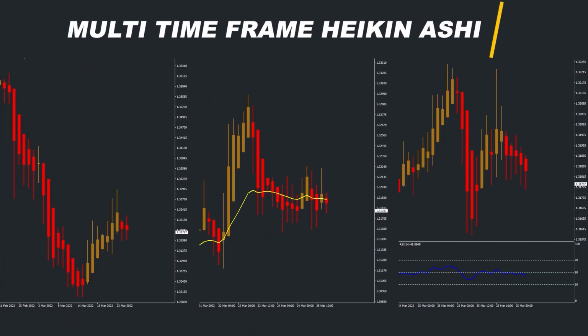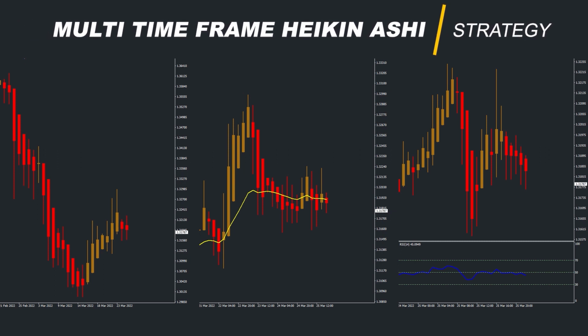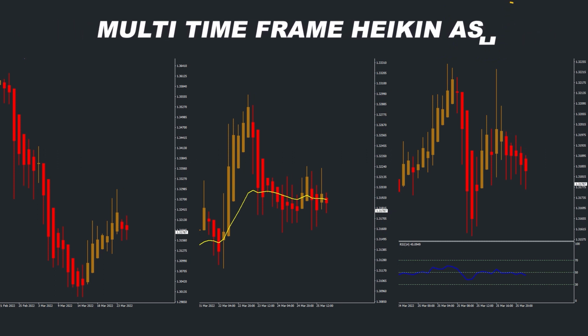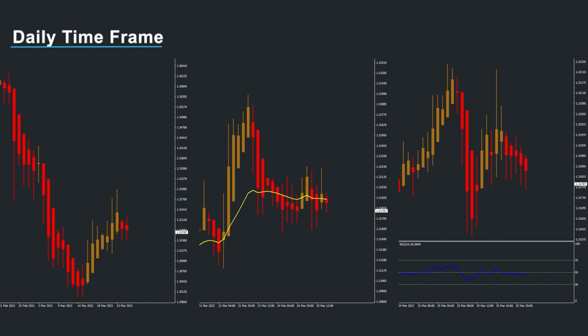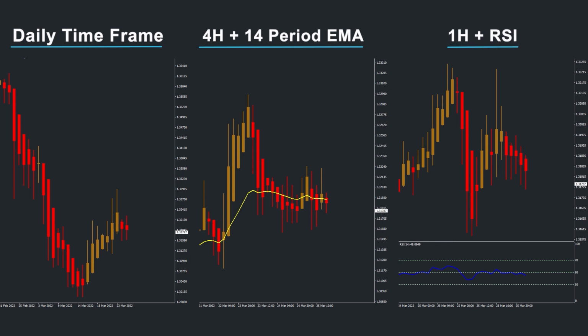The second strategy is multi-time frame Heikin Ashi, using 3 time frames to find a good entry point. Daily time frame, 4-hour time frame with a 14-period exponential moving average, and 1-hour time frame with the RSI indicator.